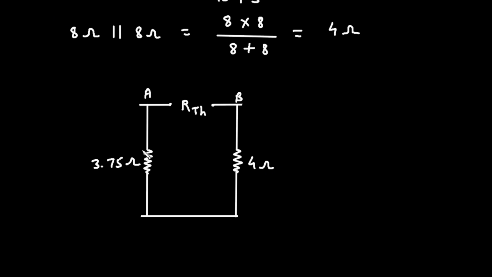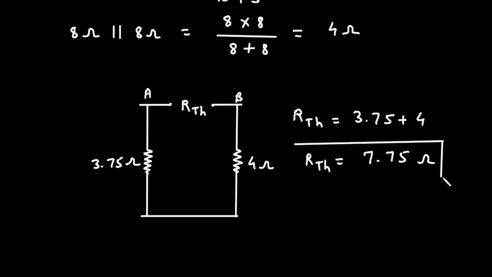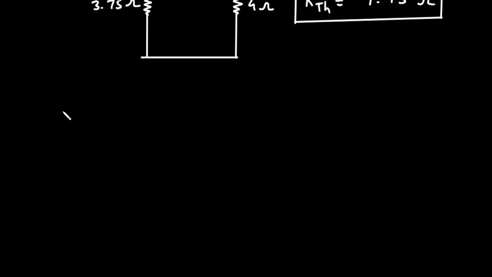Now here we can clearly see this 3.75 ohm is in series with 4 ohm. So we can write RTH is equal to 3.75 plus 4. So it will be 7.75 ohm. Now we got the value of Thevenin's resistance RTH. Now next step is to find the value of VTH.